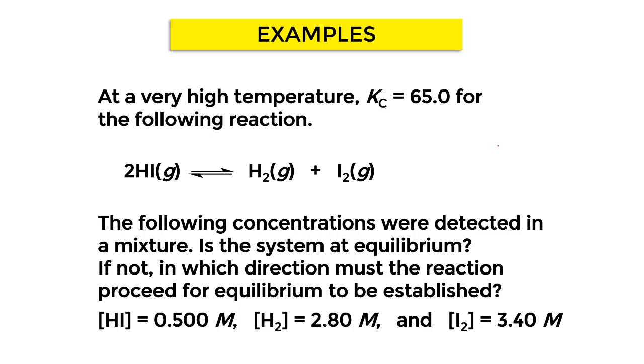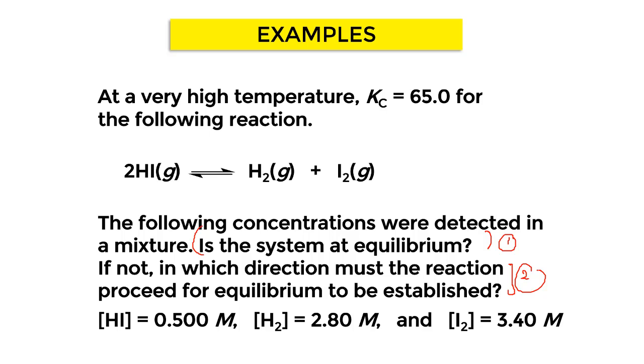Okay, so this is the example. This is the same as what is provided in your lecture notes. At a very high temperature, Kc is 65.0 for the following reaction. The following concentrations were detected in a mixture. Is the system at equilibrium? So that is the first question. If not, in which direction must the reaction proceed for the equilibrium to re-establish? So this is the second question. So we have two questions here.